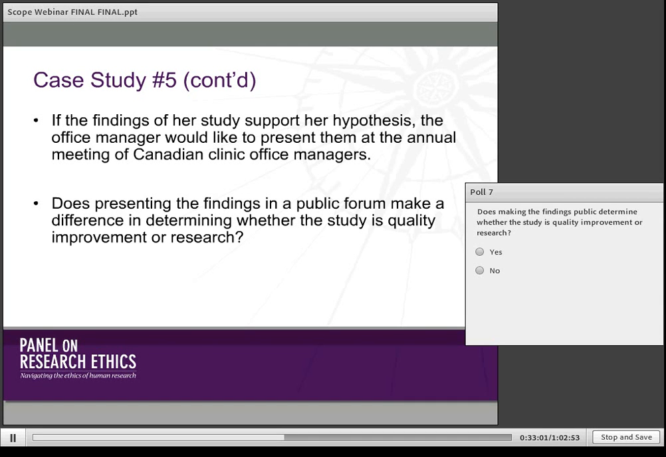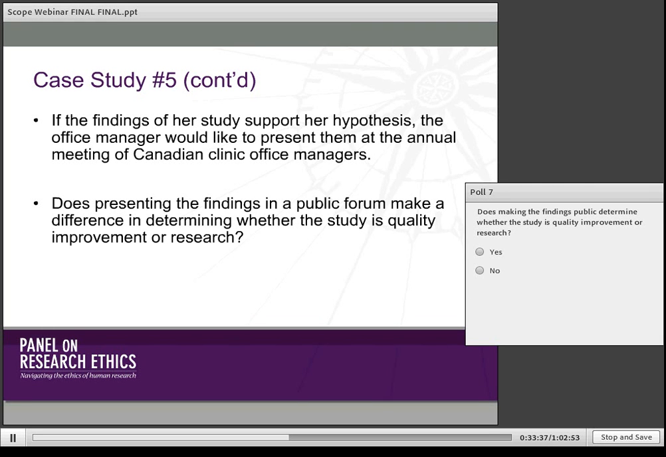Now, in this continuation of case study number 5, we have the person doing the study. If the quality improvement process reveals interesting findings, she is going to present them in a public forum in the hopes that others might benefit from her work. Now the question is, does making the study public change it from quality improvement to research? And I've opened up a poll that asks that question.